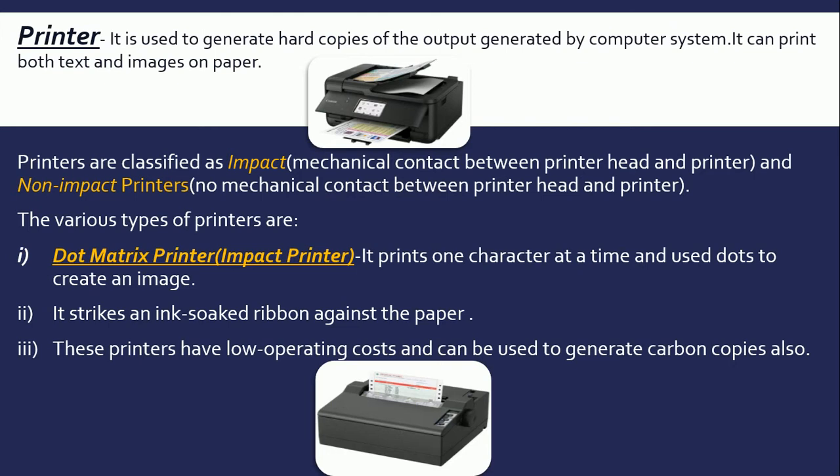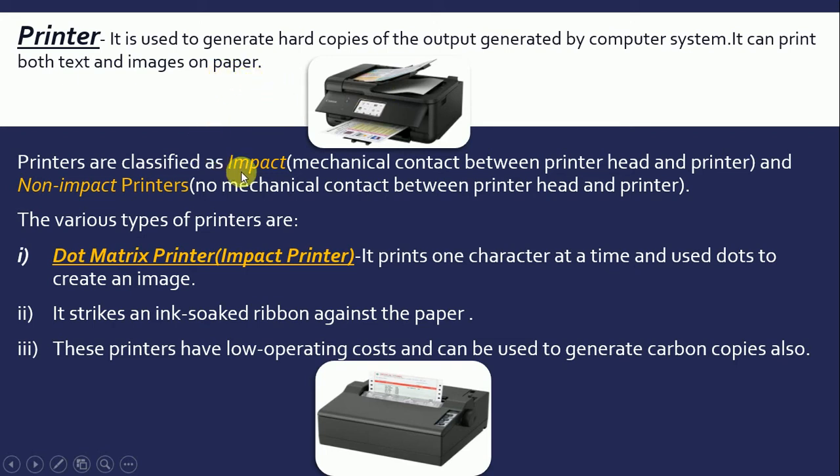Next is printers. A printer is used to generate the hard copy of the output generated by the computer system. Suppose your teachers have created a question paper and they need to give it to all the children. So what they do is they take the printout of that paper. The printout is known as the hard copy, and it can print both text and images on the paper.